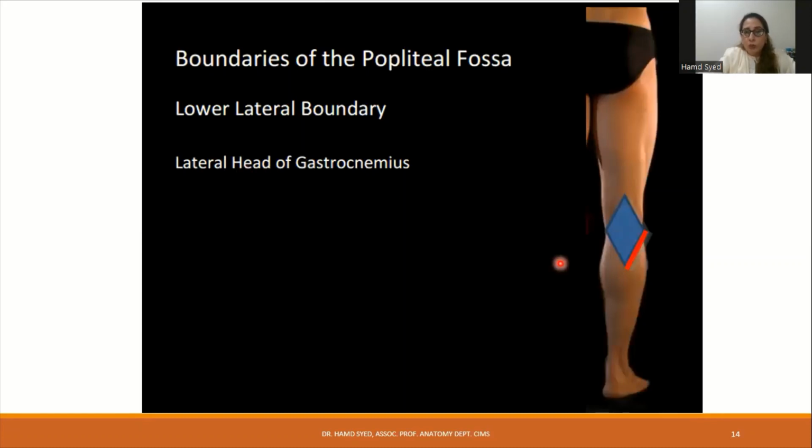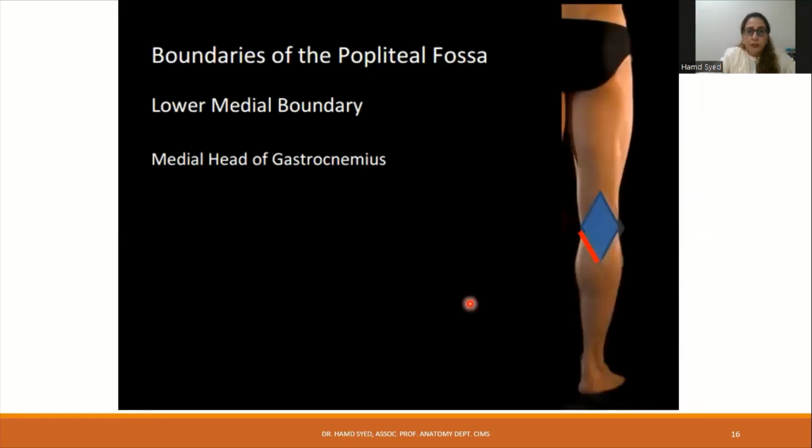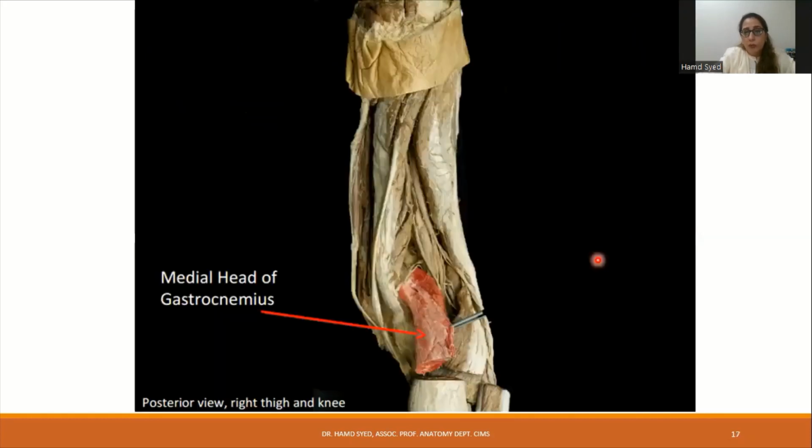Now let's come to the lower boundaries of the popliteal fossa. The lower lateral boundary is formed by the lateral head of a large muscle present in the posterior aspect of the leg, which is known as the gastrocnemius. Here you can see in fleshy pink is the lateral head of gastrocnemius forming the lower lateral boundary of the right-sided posterior aspect of the knee. Whereas the medial head of gastrocnemius forms the lower medial boundary of the popliteal fossa. So then again, in the dissected cadaver, here in pink, you can see is the medial head of gastrocnemius.